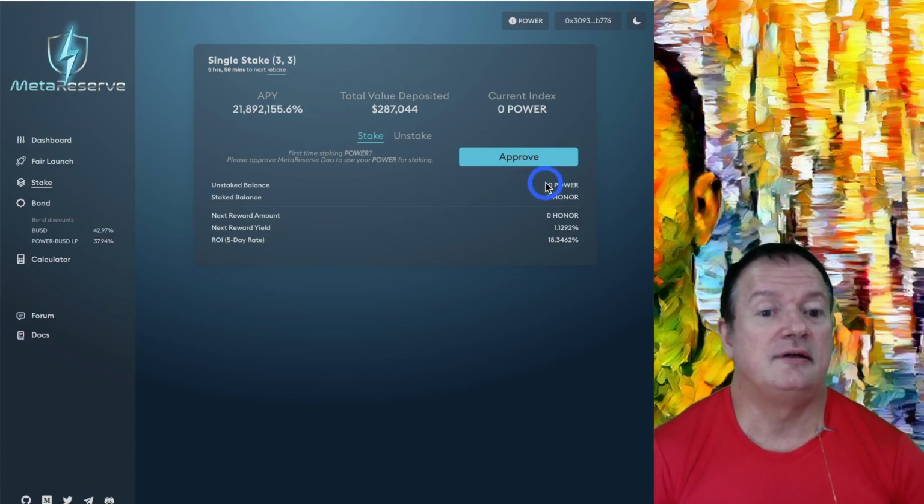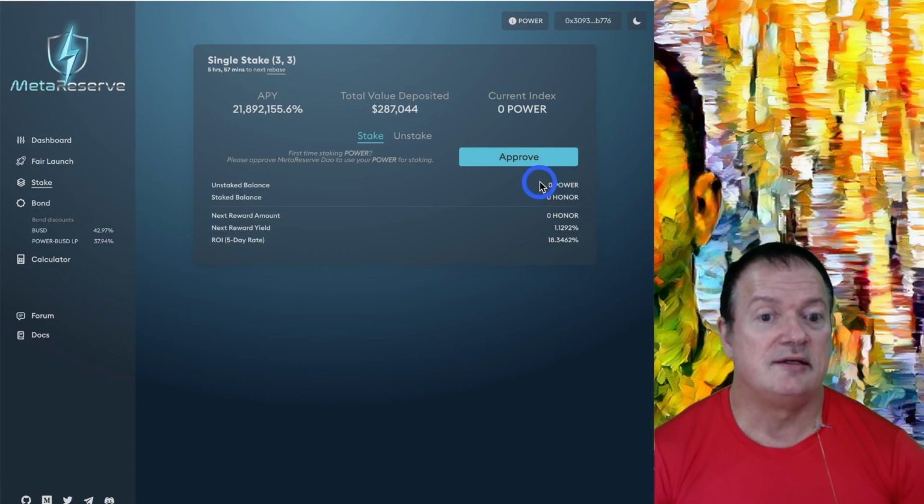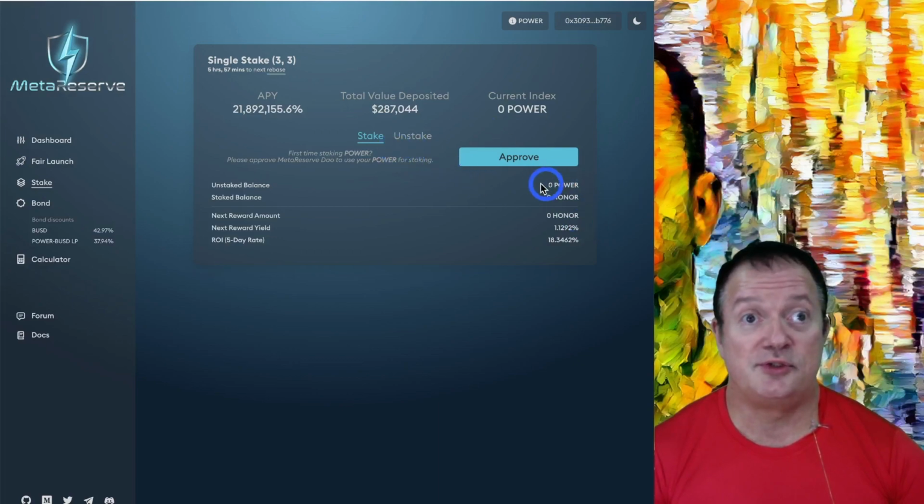If you see a number other than zero at Power in your wallet, it means that those tokens are not earning the APY. So you need to approve and then you need to stake. And once they're staked, you have zero Power and the number of tokens that you have will appear at Honor. All right, so make sure you do that. Otherwise, you're not going to get this APY.